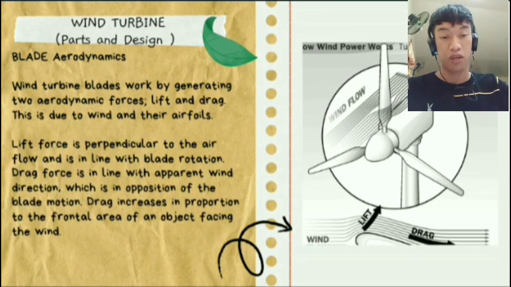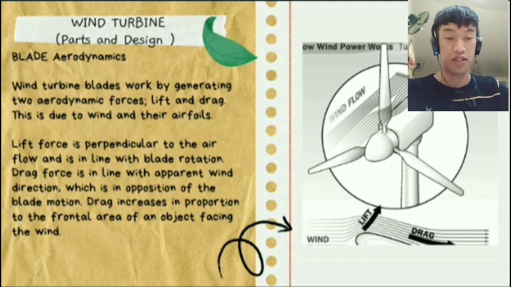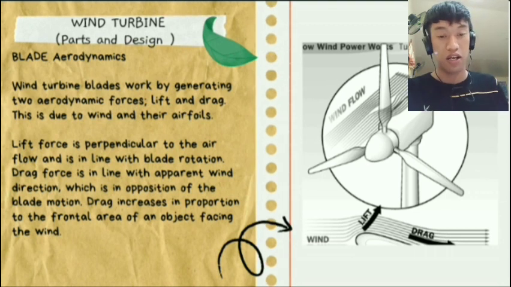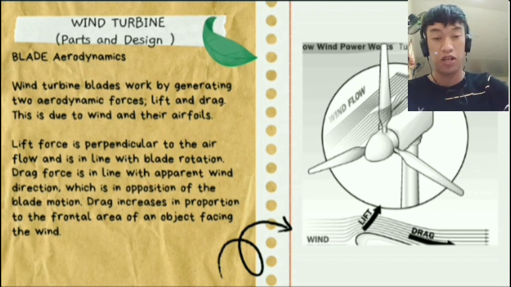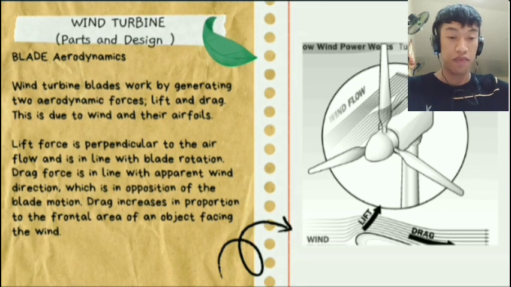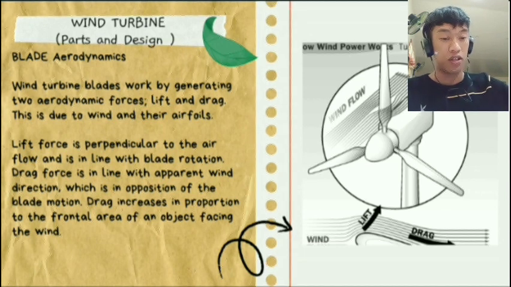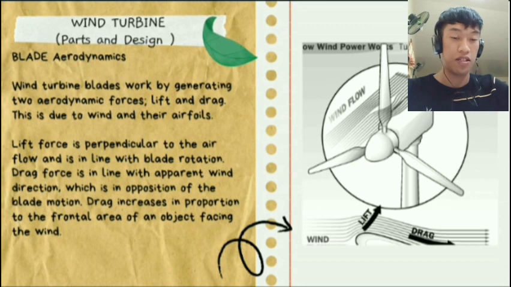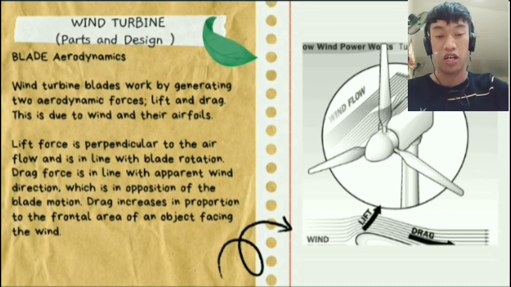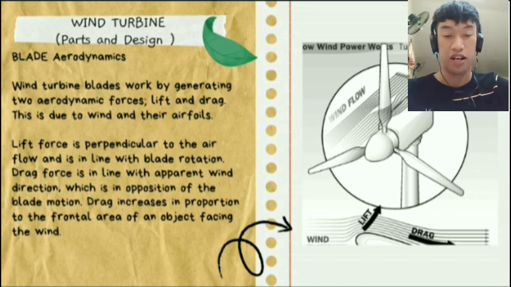So, sabi dito, wind turbine blades work by generating two aerodynamic forces, the lift and drag. This is due to the wind and their airfoils. So, ipapaliwanag na po ng mga kasama ko kung ano ibig sabihin ng airfoils. Pero dito sabi niya, yung pag-ikot ng mga blades ng windmills ay ginagamitan ng dalawang force. At yung force na yun ay tinatawag na lift force and drag force.